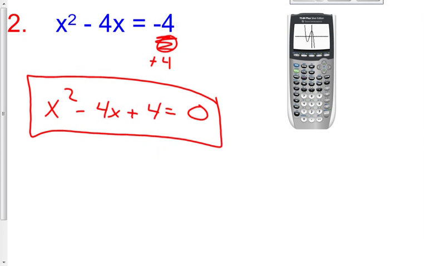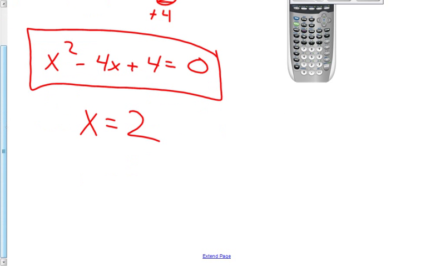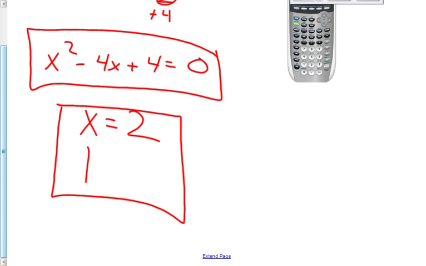So what does that tell you, class? x equals a positive 2. Now, shouldn't I always get 2 answers? Hopefully you see that. So what does that mean this answer is? It means that x equals 2 is a double root. What does a double root mean?